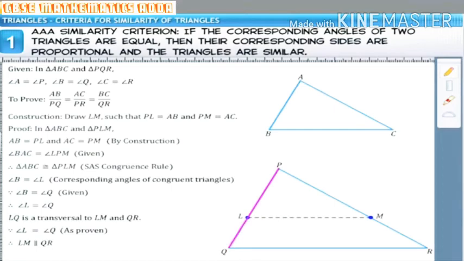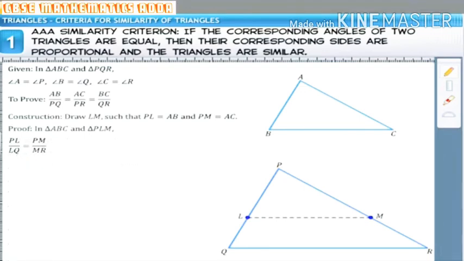And when the two lines are parallel to each other in the triangle, then by basic proportionality theorem we will obtain the other two sides are in proportion. So PL by LQ equal to PM by MR. By taking the reciprocal, we will obtain LQ by PL equal to MR by PM.